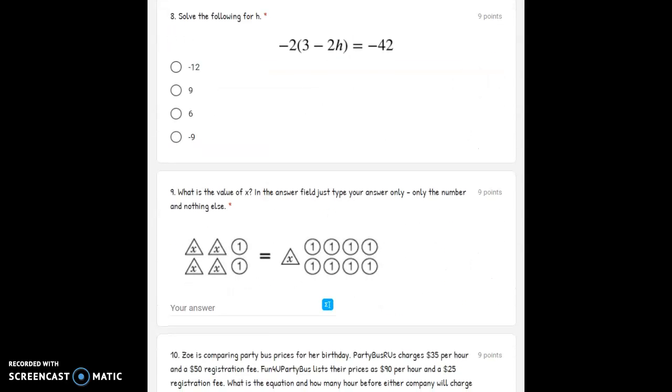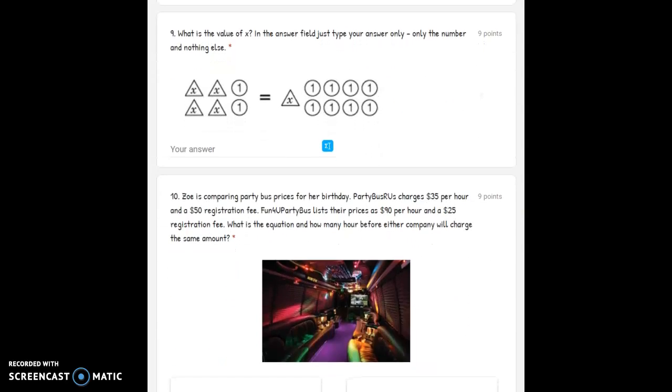Question number 8. Solve the following for h. -2 times 3 minus 2h equals -42. Your answer choices are -12, 9, 6, and -9.